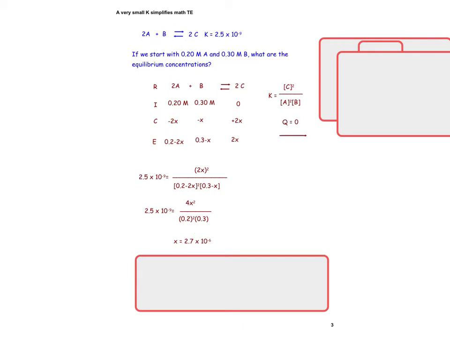Why am I making those assumptions? Again, I'm assuming that because k is very small, a very tiny amount of C will be produced, which means a very tiny amount of A will disappear and a very tiny amount of B will disappear. If a very tiny amount disappears, then that's smaller than the significant figures of the problem. 0.2 minus 2x is still 0.2. Let's double check.